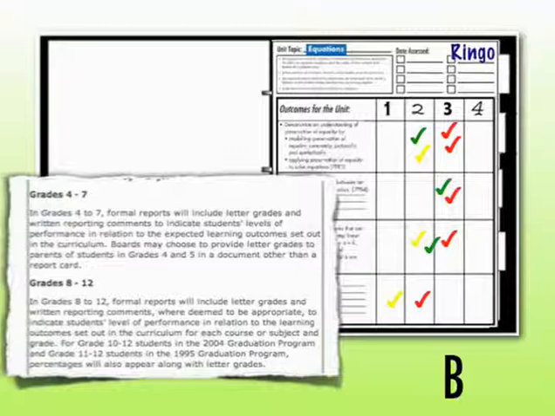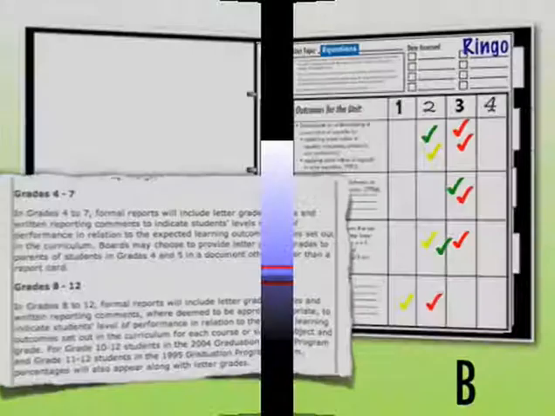Of course, I'm also keeping in mind what the ministry might say, and you can do that with your province or state. In the BC where I'm doing this, that grades 4 to 7, we include letter grades, and we have written comments. In grades 10 to 12, we have percentages. So nowhere in the how do I mark that book do you really see an emphasis on percentages.